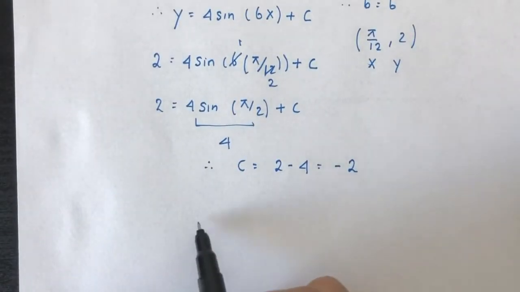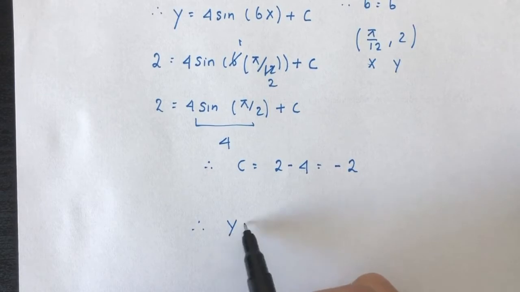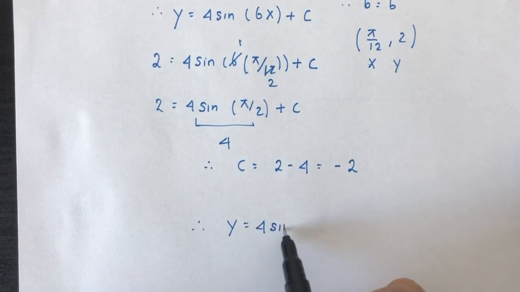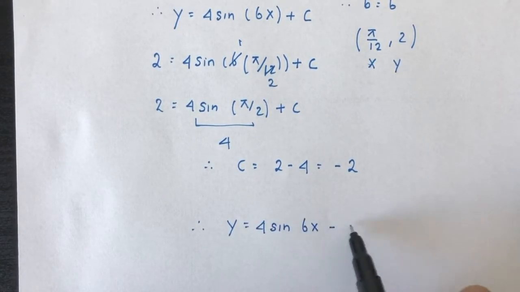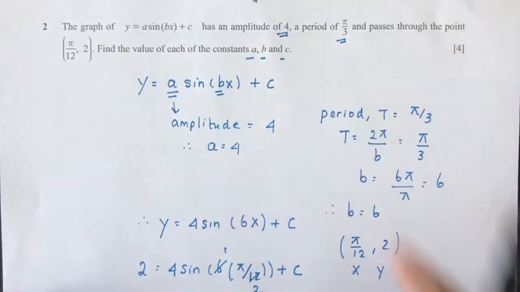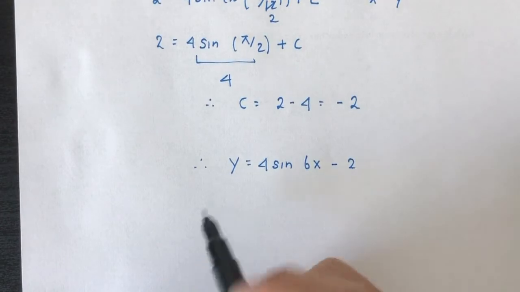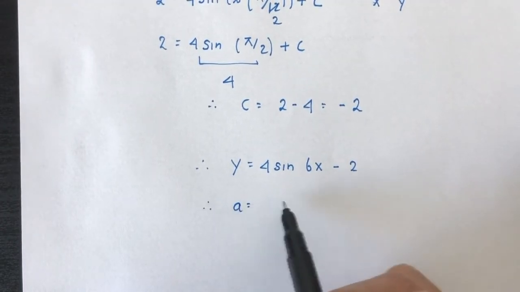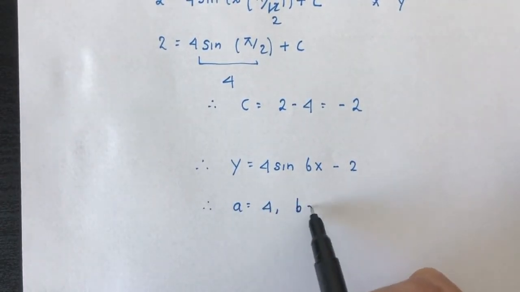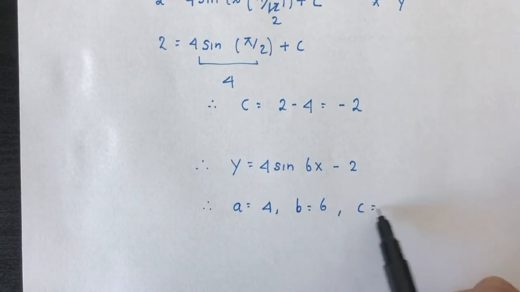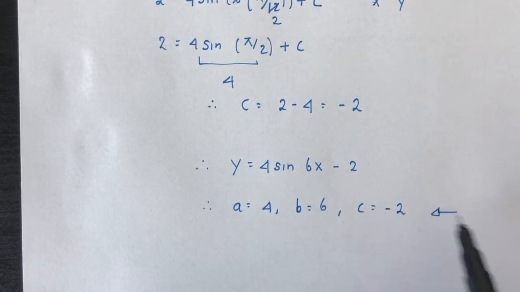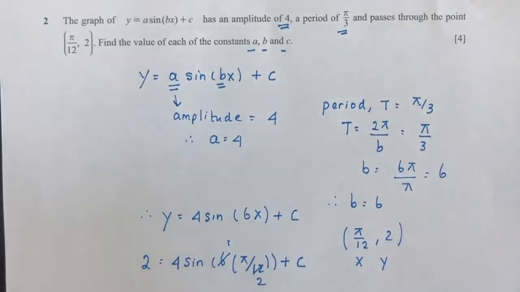So your equation will be y equal to 4 sine 6x minus 2. But your question is to find the value of a, b, and c. So you write down, finally, the value of a is 4, value of b is 6, and the value of c will be minus 2. So that will be question number 2.